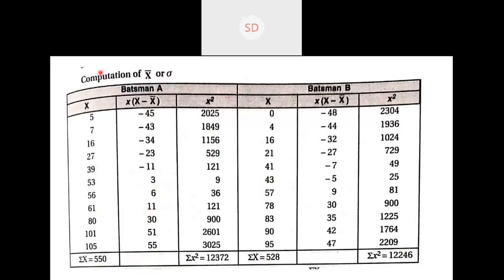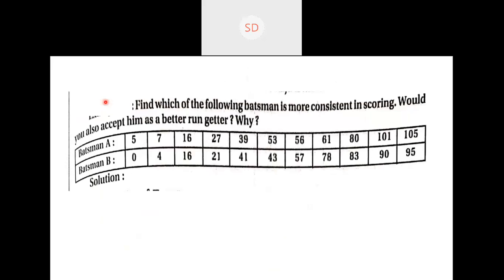The next slide. First we have to compute x bar and standard deviation, that is sigma. Both x bar and sigma have to be calculated here. First I am taking batsman A. This is very similar to the previous problem, so we'll quickly brush through this. I'm taking batsman A and batsman B data, just copying the x values from the previous question.